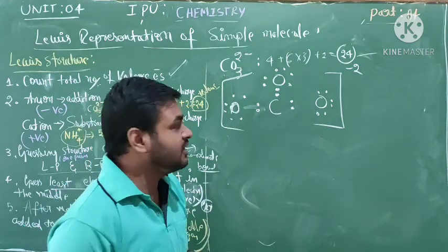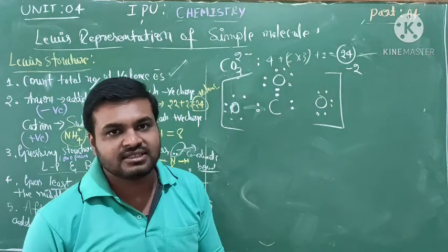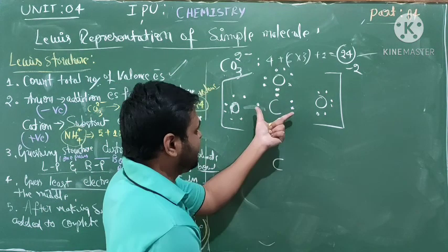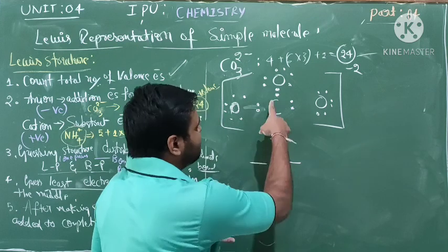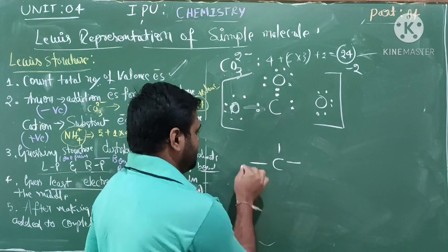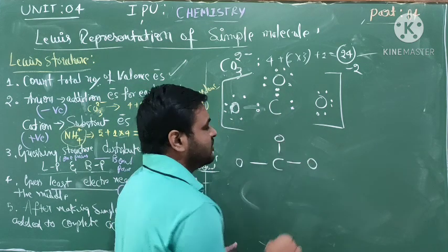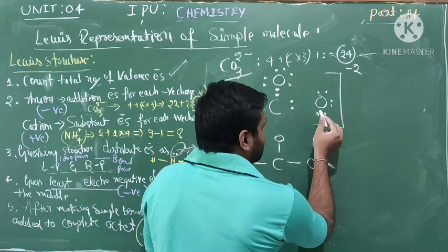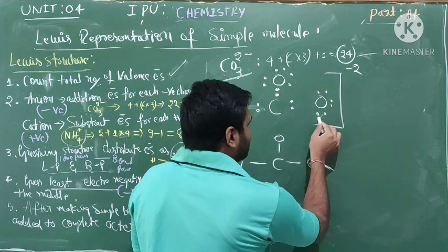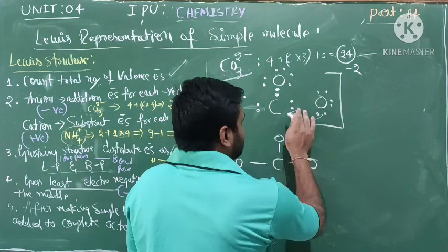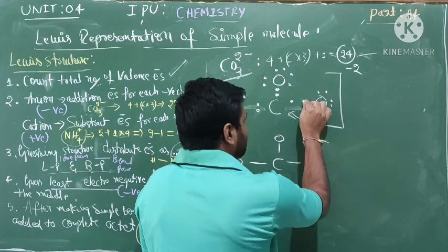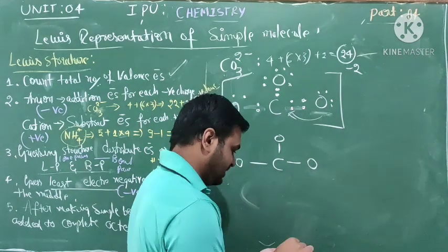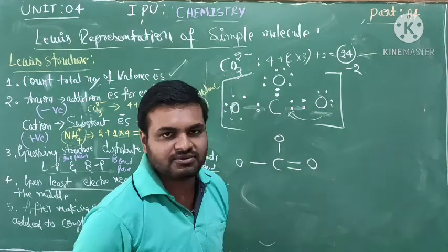But actually the carbon capacity is 4 bonds, right? But here, how many possibilities appear? This is only one bond, another bond, another bond. So these two lone pairs of electrons are pulled over to here, and that makes another bond formed.